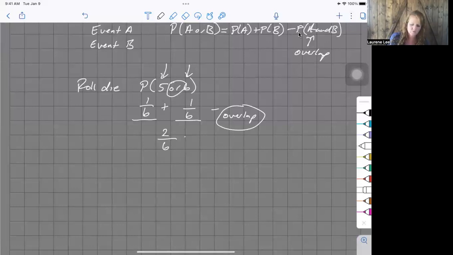That can reduce to 1/3, or if you divide it out on your calculator, it's 0.33. All of these are great. Both of these right here are great answers. So there's a 33% chance that you roll a 5 or a 6. Okay, let's take a look at cards.